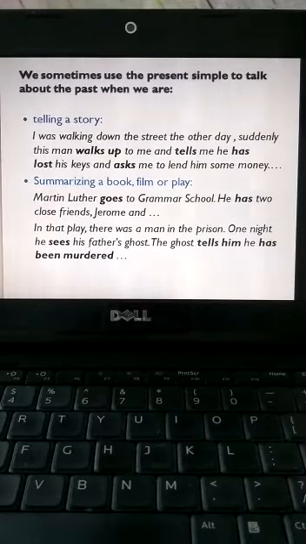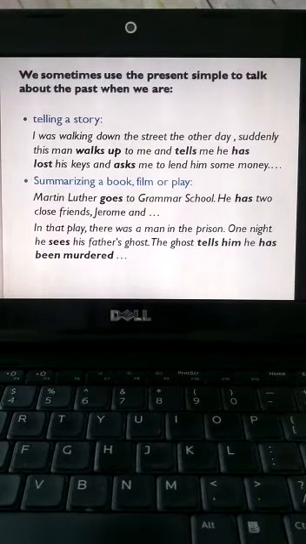Now, the last thing to discuss pertaining to present simple tense is that we sometimes use this present simple tense to talk about the past also, like when we are telling a story, to exaggerate things, to make it interesting. Suppose, when you look at these lines as an example given: I was walking down the street, it is referring to the past. The other day, suddenly this man walks up to me and tells me he has lost his keys and asks me to lend him some money.